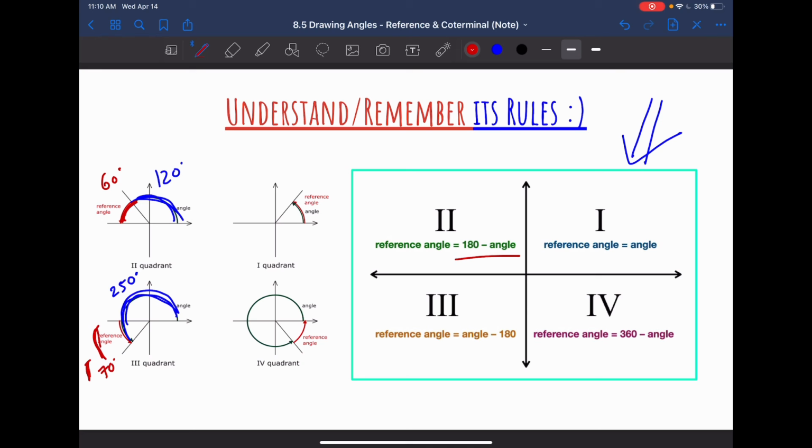So 360 minus angle. Sorry, somebody stopped by my room, so I had to pause the video.